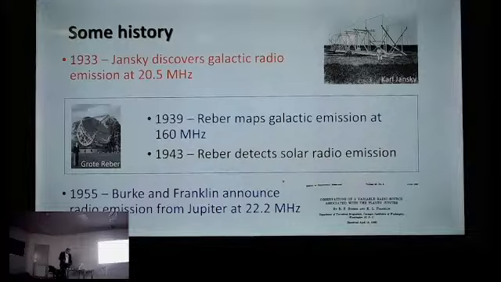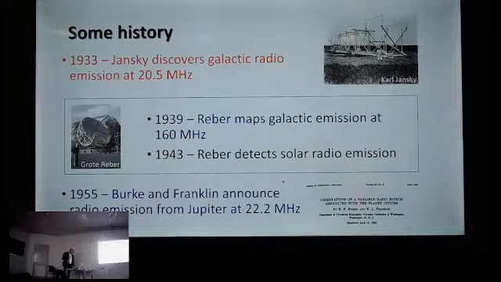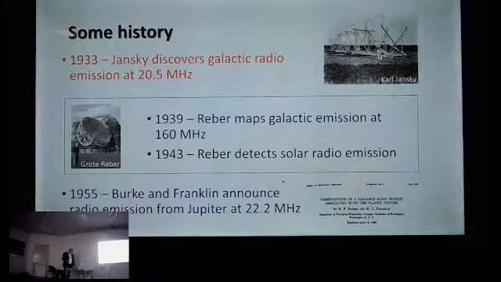It was a few years later that other emissions in the solar system were detected, by Bernard Burke and Kenneth Franklin in the US, seeing that Jupiter was a source of radio emissions that varied in intensity. So you can see all of this is relatively recent past. I'm not old enough to remember some of these things, but when I started out in radio astronomy, it wasn't many years before that all of these observations were made.